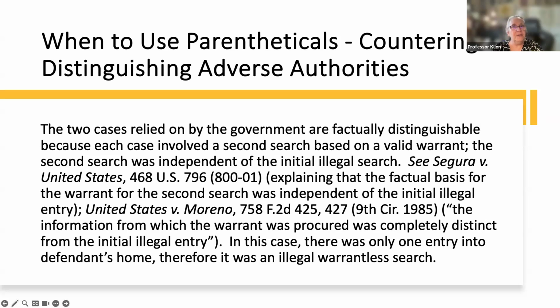You can use parentheticals to counter or distinguish adverse authorities. So you have the two cases relied on by the government are factually distinguishable because each case involved a second search based on a valid warrant. The second search was independent of the initial illegal search. And then you have a cf., and it provides a brief explanation of the facts in that case.